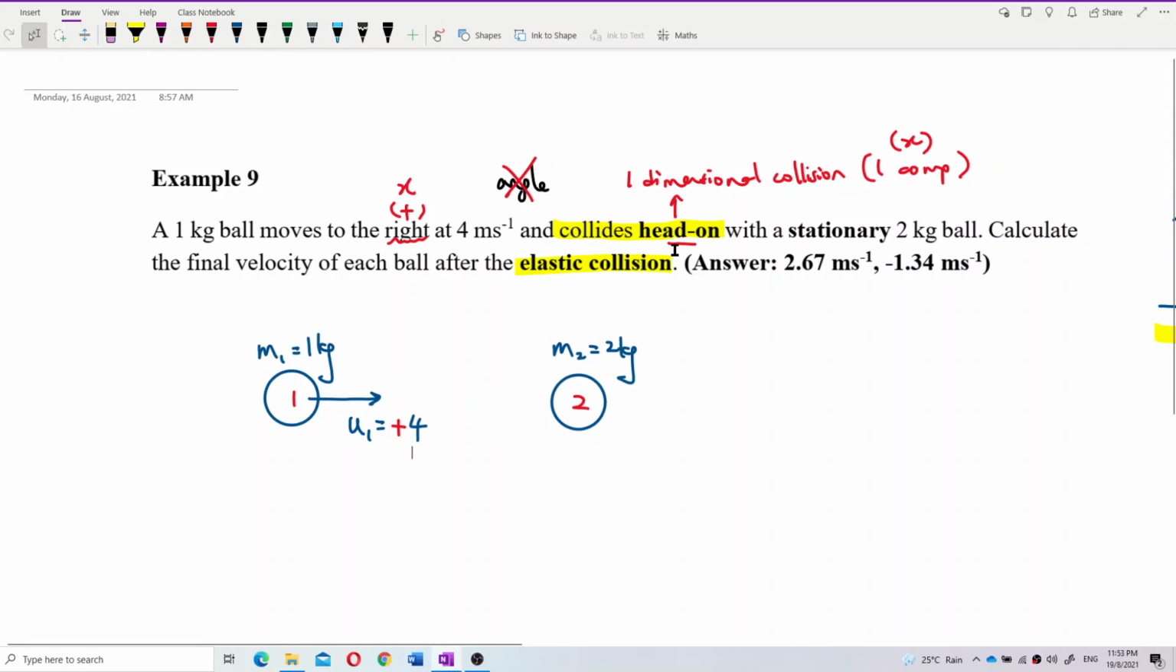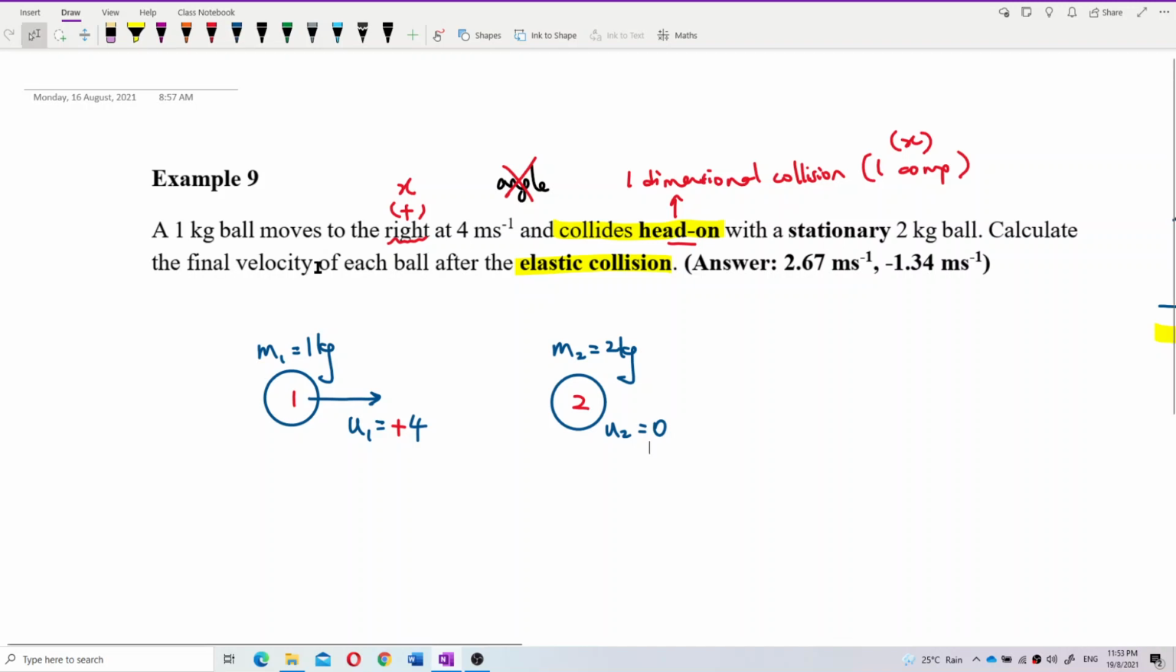Collide head-on means one-dimensional collision. So if it is a one-dimensional collision, it will not result in an oblique collision. That means there is only an x component of velocity, only one dimension. This 2 kilogram ball 2 is initially stationary, so u2 is 0.